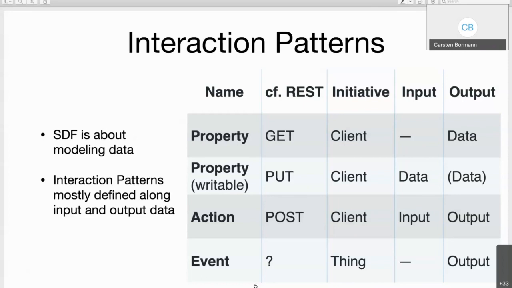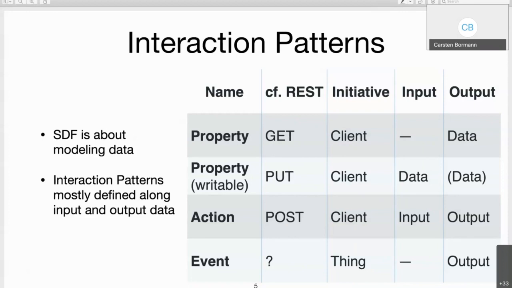The second group of interaction is the action, which is pretty much a remote procedure call in the view of many people. In REST, we have the post primitive for that. The initiative, again, is with the client, and there is input data and output data. And these input and output data are different, because it's not just setting a property here. It might be something like starting a process, making a coffee or something like that. So the output data, of course, on the physical side will be the coffee, but on the side that we model here will be the fact that the coffee is done and maybe some additional information about it.